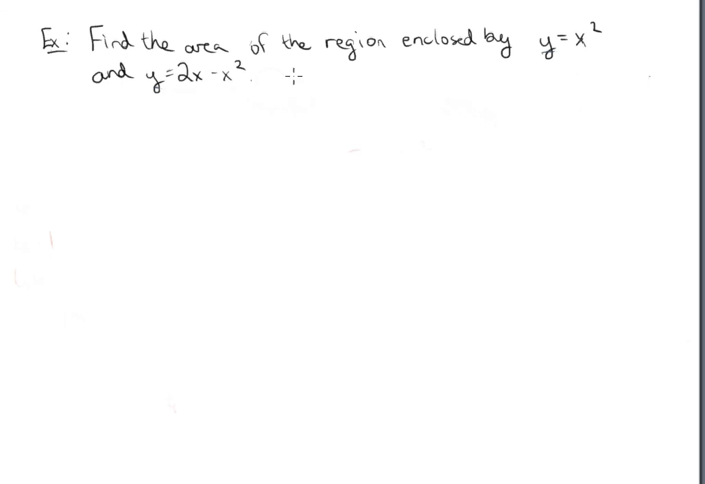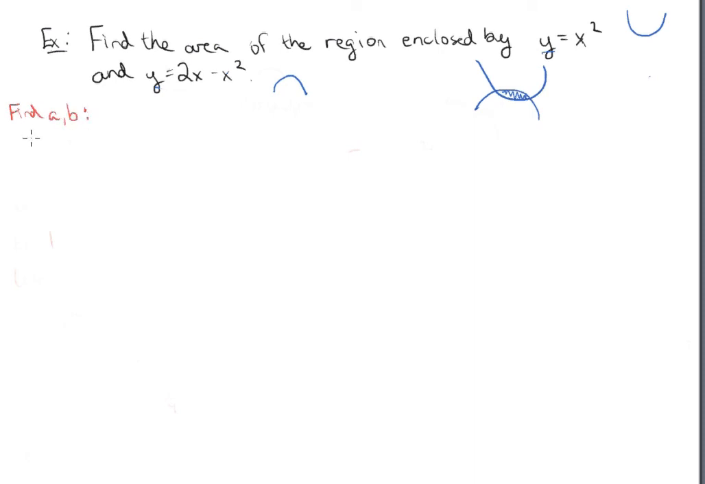Okay, so for example, let's find the area enclosed by these two parabolas. Y equals x squared is a regular right side up parabola, and y equals 2x minus x squared is an upside down parabola. So they're probably going to overlap, and that's the area we're looking for, right? So we need to, first of all, find A and B.